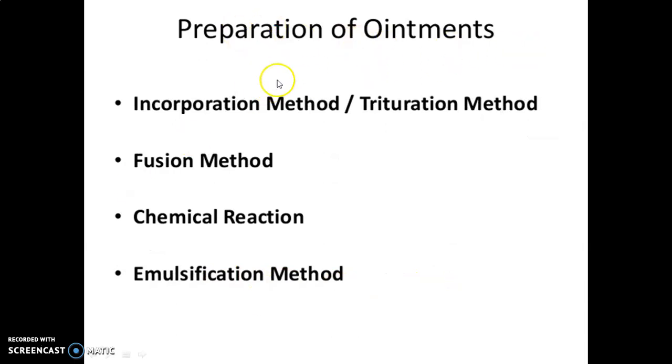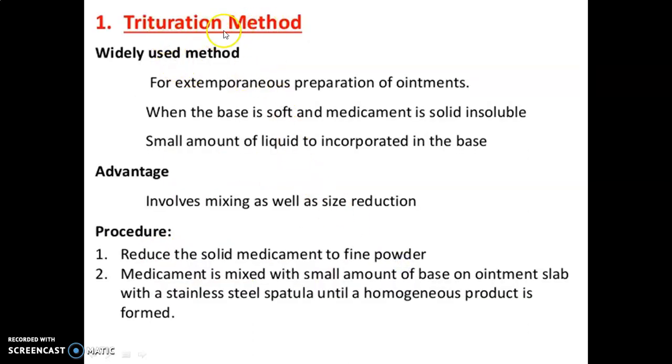Then preparation of ointments. There are a total of 4 methods. Incorporation method, also called the trituration method. Second, the fusion method. Third, chemical reaction. And fourth, the emulsification method. So the first one, trituration method.